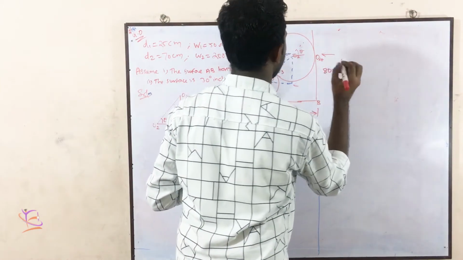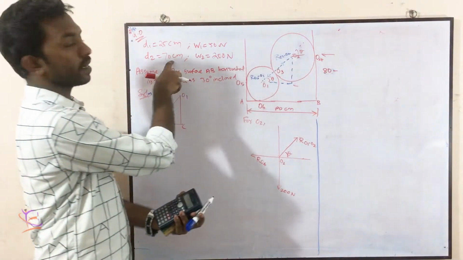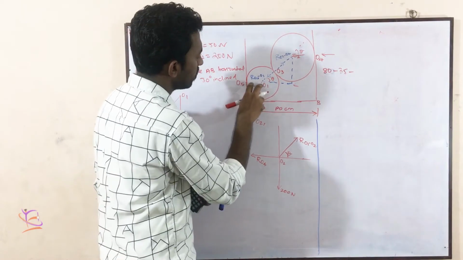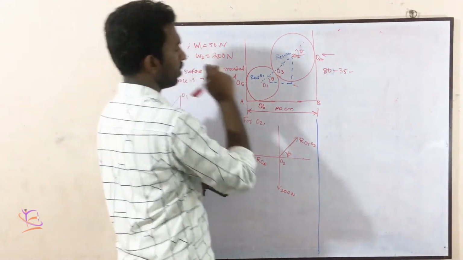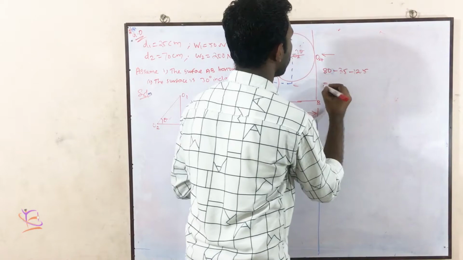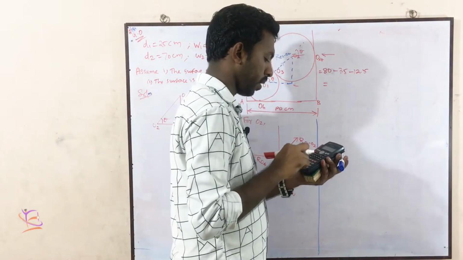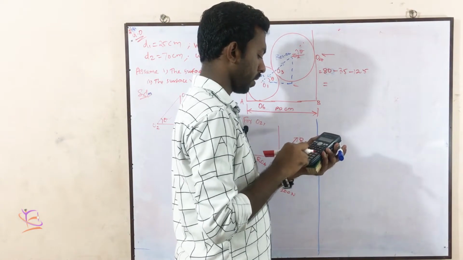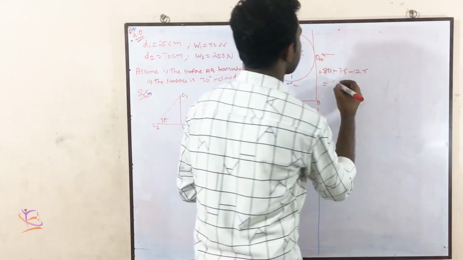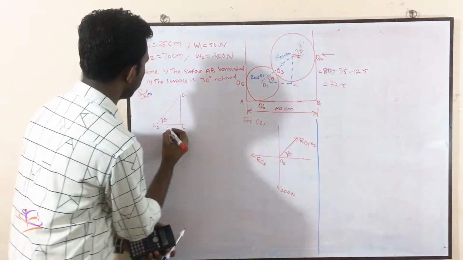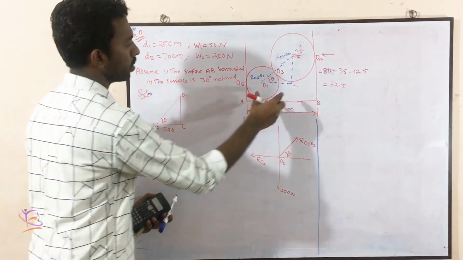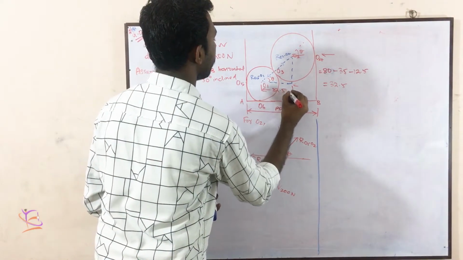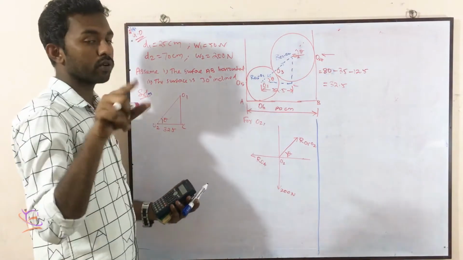Total value is 80 minus. What is the radius of this? Diameter is 70, so radius is 35. Minus this radius, total is 25, that is 12.5. So 80 minus 35 minus 12.5 equals 32.5. You got the value of this one as 32.5. So this will be 32.5. No problem. Okay, then you have to calculate this value.